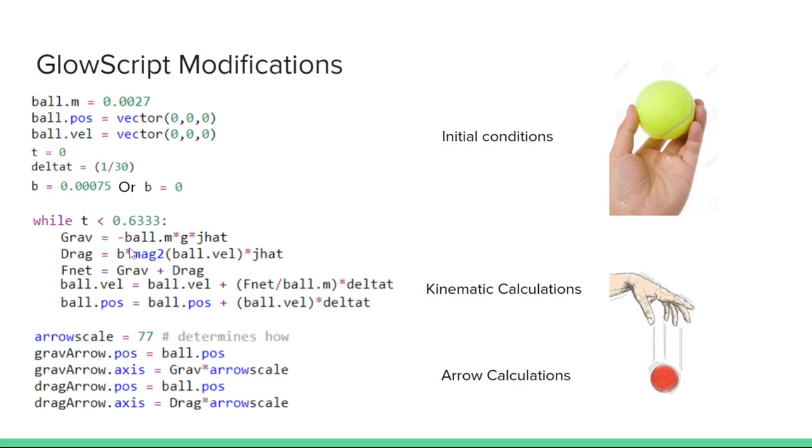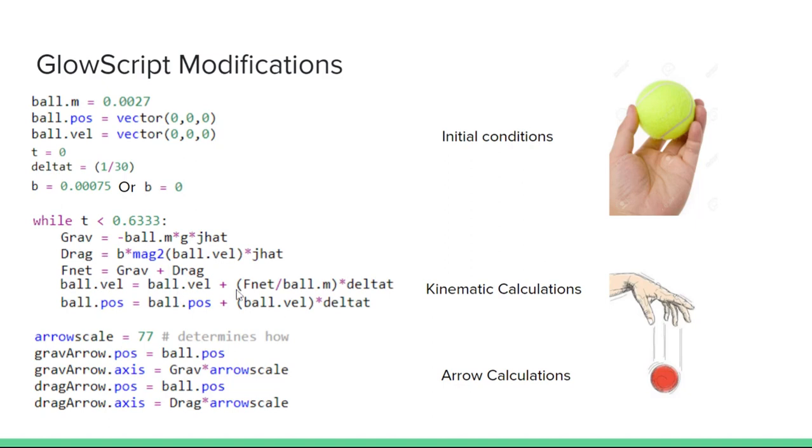This is the kinematic calculation section. So as you can see, these three lines are calculating the net force by finding the gravitational force, which is just mg times the j hat for direction, the drag force, which is b times the magnitude squared, so bv squared times j hat, and you add the two together. Since this is negative going down and positive going up, it should be an accurate net force.